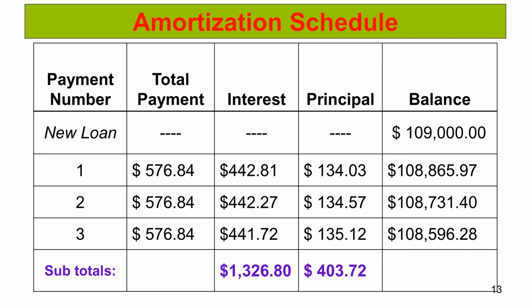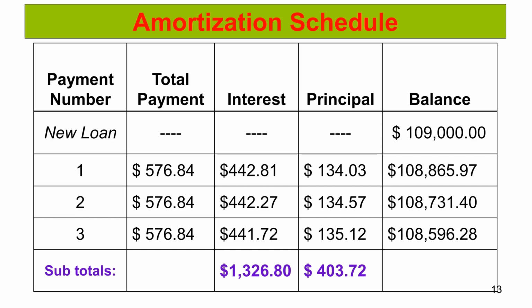Okay, so if you look at an amortization schedule, these are the numbers you would see. Remember, our payment is the $576.84. This shows the breakdown of principal and interest for each of the first 3 payments. And then it also shows us the total of our interest and total of the principal paid for the first 3 payments.